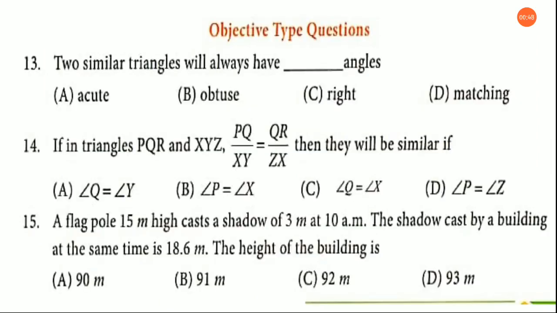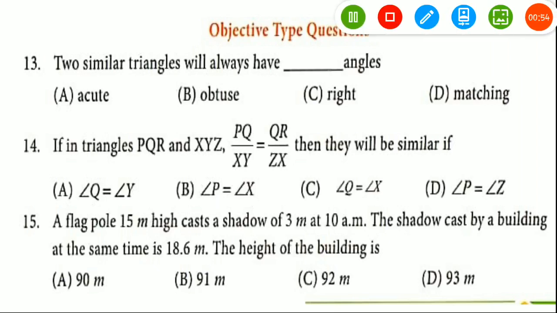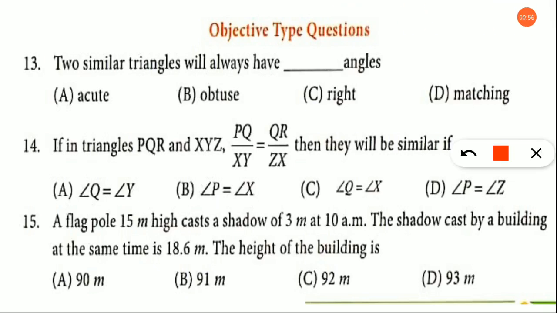Now look at this objective type question. Two similar triangles will always have dash angles. If there are two similar triangles, what type of angles will they have? Will they have acute? No. Obtuse? We are not sure of these angles. They must have only matching angles. If it is congruent, exactly the same angle will be here. Suppose this is 30 degree, then the congruent angle will also be 30 degree. But for similar triangles, it should be just matching.